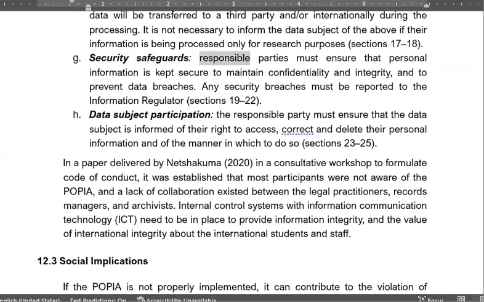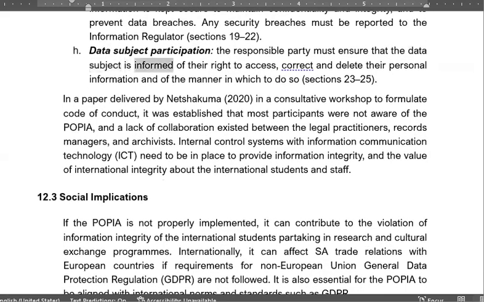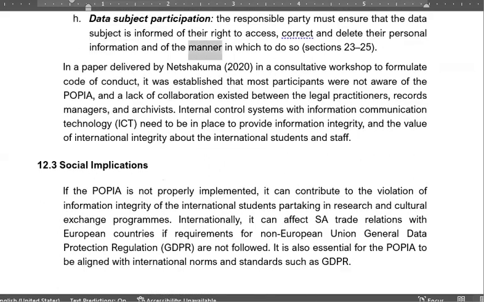Security safeguards. Responsible parties must ensure that personal information is kept secure to maintain confidentiality and integrity, and to prevent data breaches. Any security breaches must be reported to the information regulator, sections 19-22. Data subject participation. The responsible party must ensure that the data subject is informed of their right to access, correct and delete their personal information and of the manner in which to do so, sections 23-25.